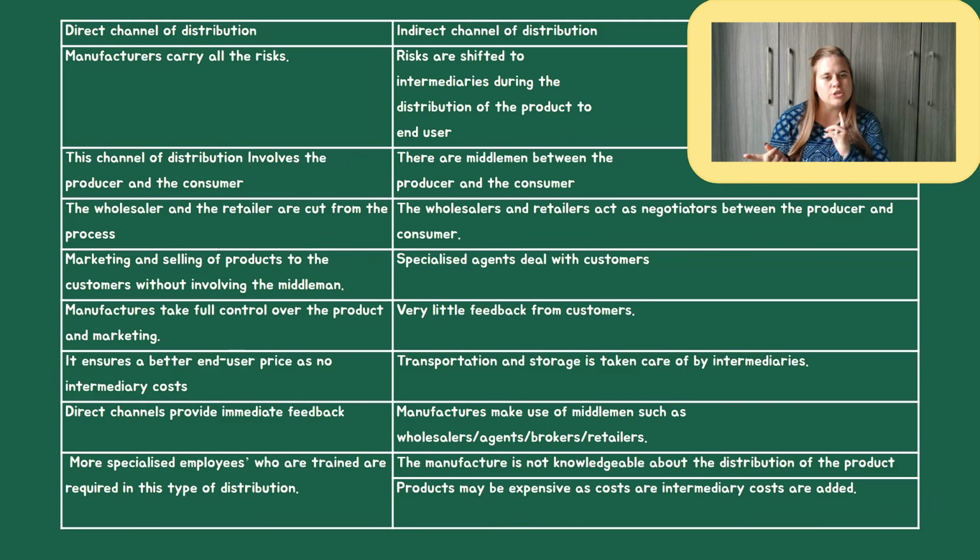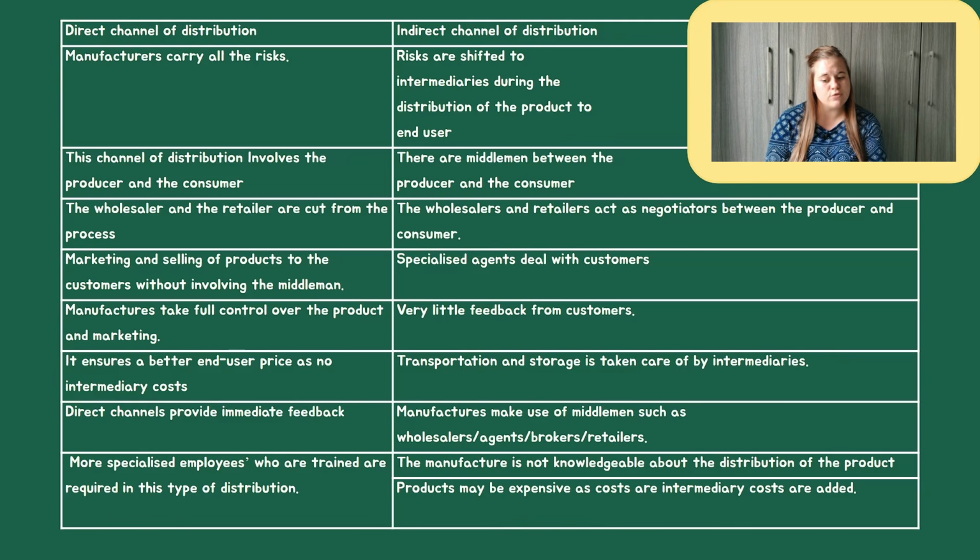So let's look at direct channel of distribution. The manufacturer carries all the risks, okay? The reason being is because it's not getting taken to a storage facility, who will then obviously shift the risks. This channel of distribution involves the producer and the consumer. I mentioned that it goes from producer straight to the consumer. The wholesaler and reseller are cut from this process. Marketing and selling of products to the consumer without involving the middleman.